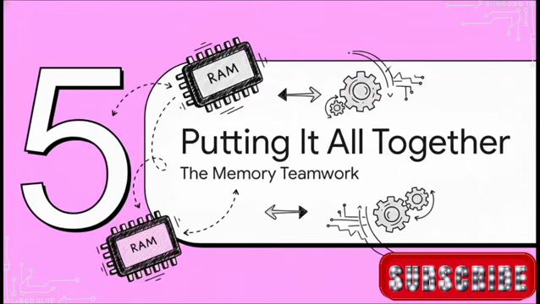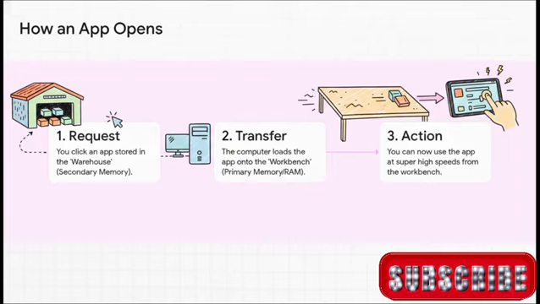But here's the thing, the real magic, the whole reason your computer feels so responsive isn't in the workbench or the warehouse alone. It's all about how they work together, like a flawless team. So let's go all the way back to that first question. When you click an app's icon, you're basically sending a request to the warehouse where that program is stored permanently. Your computer zips over, grabs a copy of that program, and brings it over to place it on your workbench, your RAM. And now, because it's sitting on that ultra-fast workbench, you can use it instantly with zero lag.